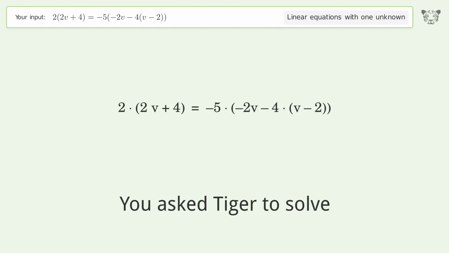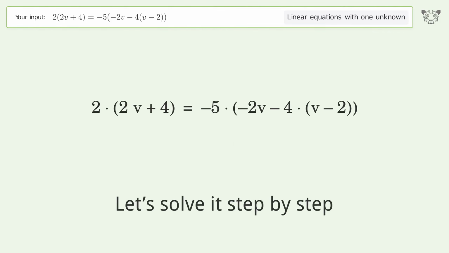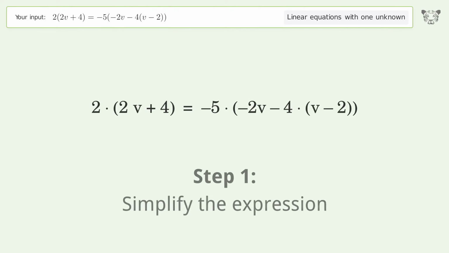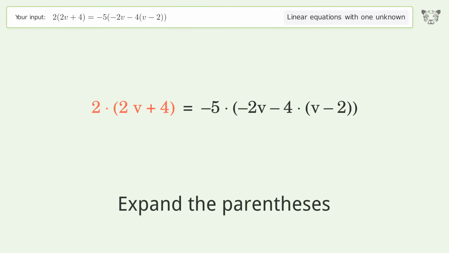You ask Tiger to solve. This deals with linear equations with one unknown. The final result is v equals 24/13. Let's solve it step by step. Simplify the expression. Expand the parentheses.